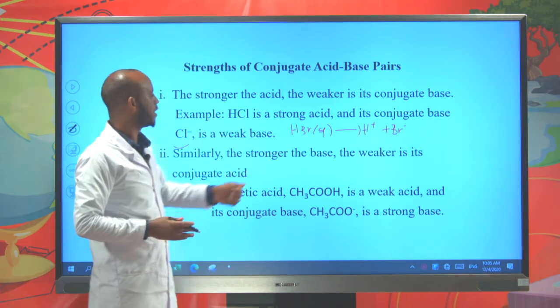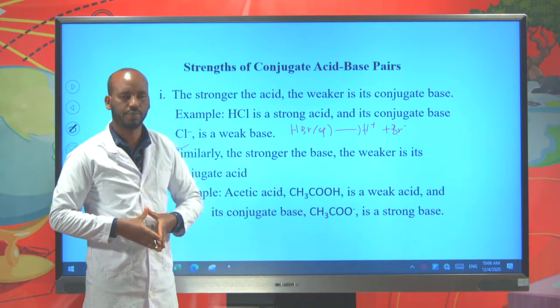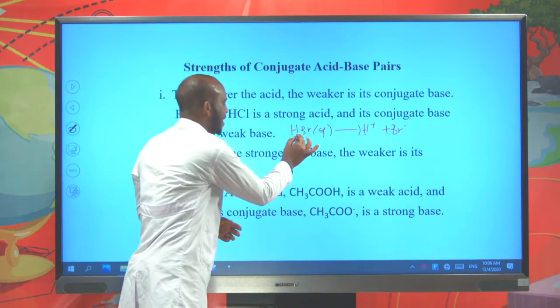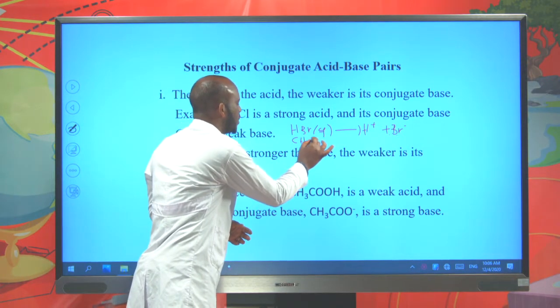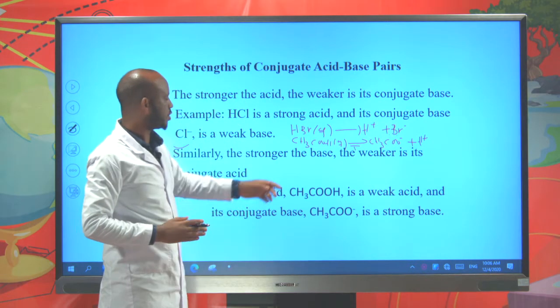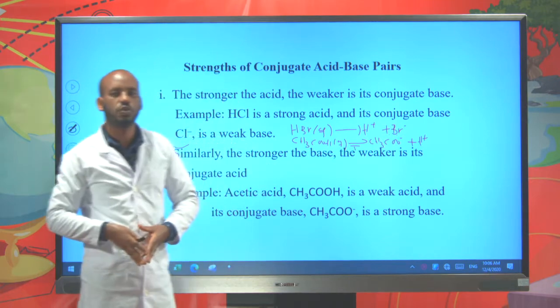If an acid is weak, its conjugate base is strong. You can take acetic acid as an example. Acetic acid, CH3COOH, ionizes in water. This is a weak acid. It gives acetate ion, CH3COO minus, plus H plus. Acetic acid is a weak acid. Its conjugate base, acetate, is strong.